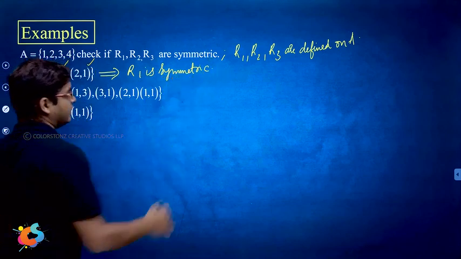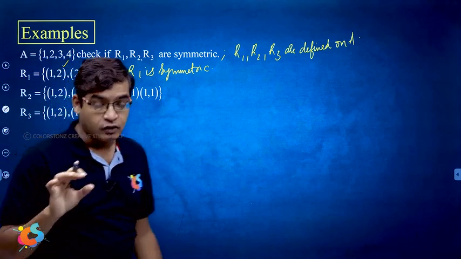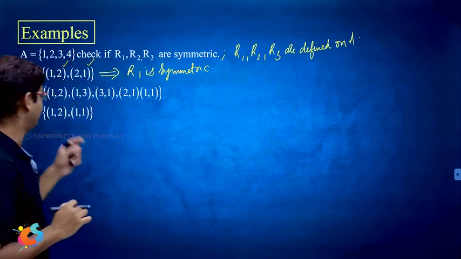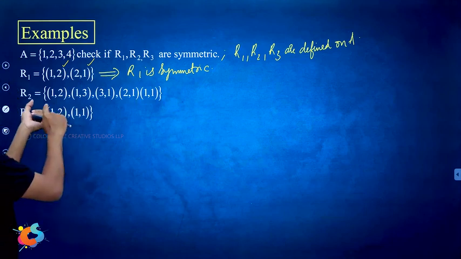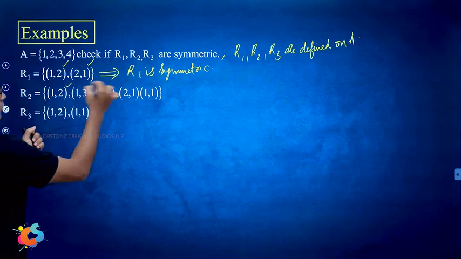R1 is symmetric. When do you say? When all the tick marks are there on all of the ordered pairs. Okay. Next, come from here. Take the ordered pair 1, 2 in your hand. Okay. Is 2, 1 there? Yes. Put a tick mark on both of them.